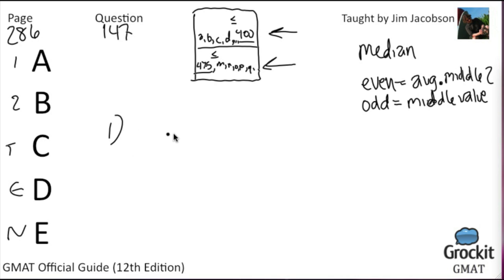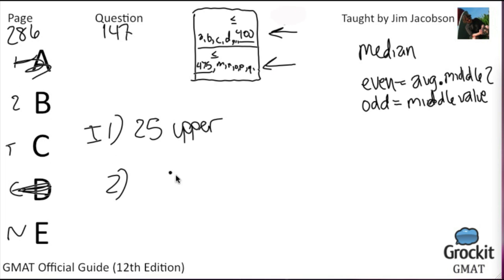So statement 1 tells us there are 25 books on the upper shelf. So that gives us 25 on the upper. But without knowing how many books are on the bottom shelf, we will have no idea what the median value is. So this can't possibly be sufficient. It's not A and it's not D. We have to pretend like we didn't know that.